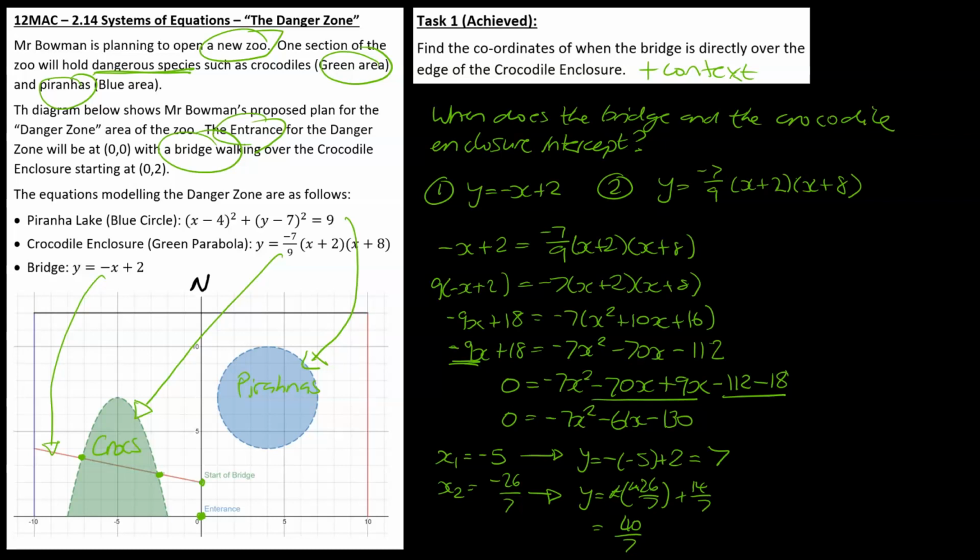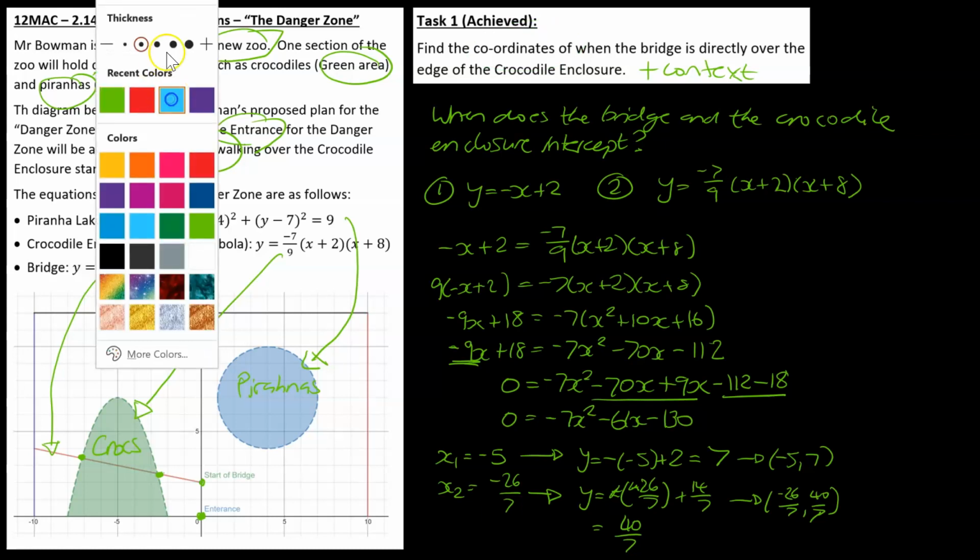From there, we can state the coordinates. The coordinate of the first is negative 5, 7, and the coordinate of that last one is negative 26 over 7, 40 over 7. Those are the coordinates. So there's the answer to the initial bit of the question, find the coordinates.